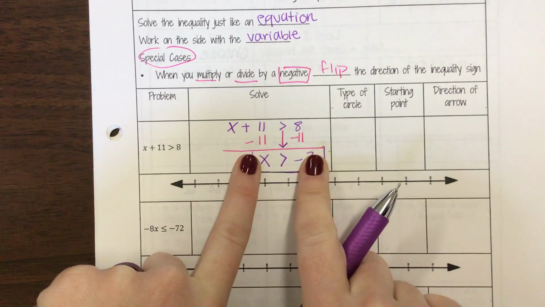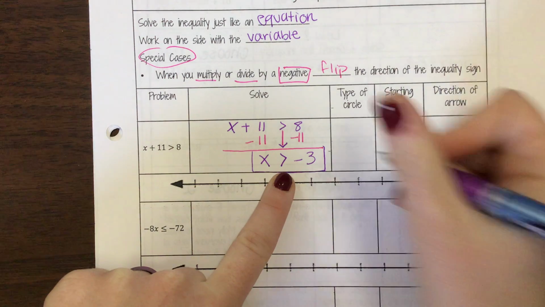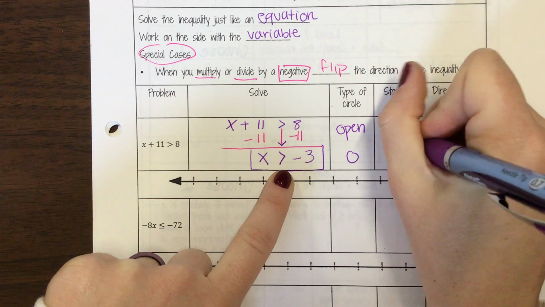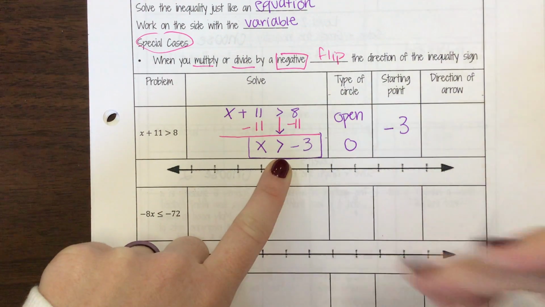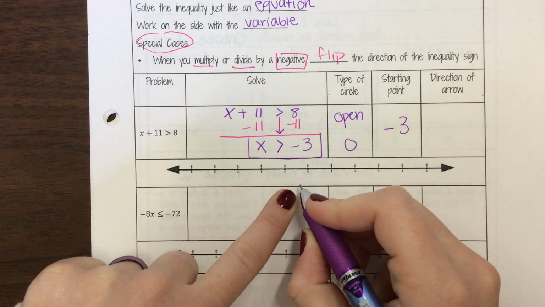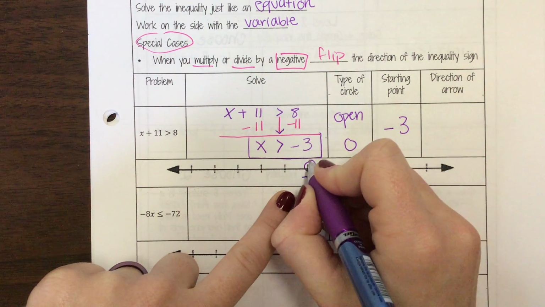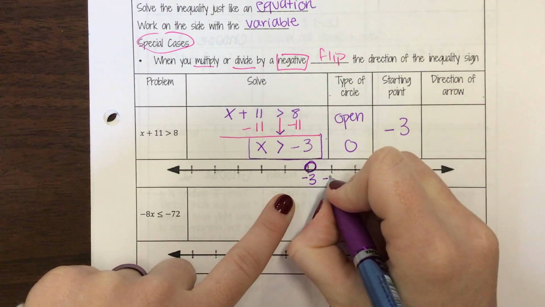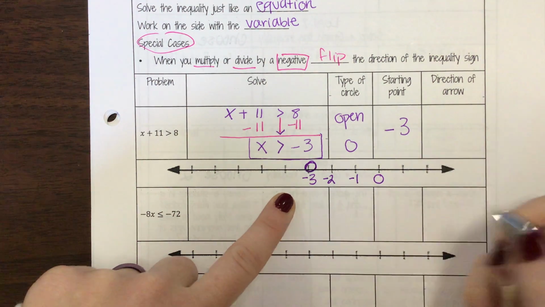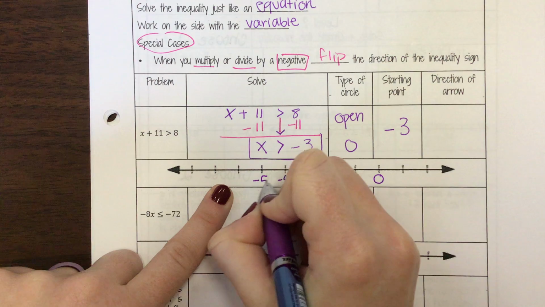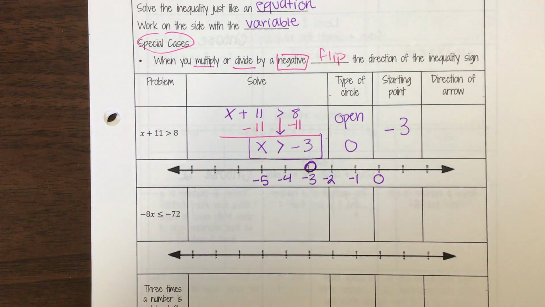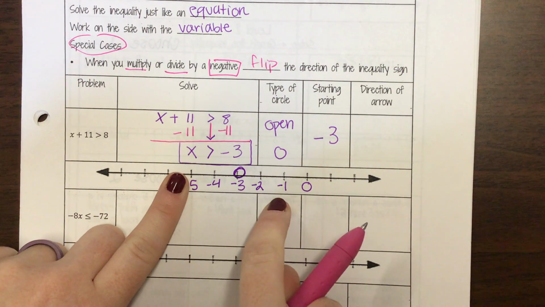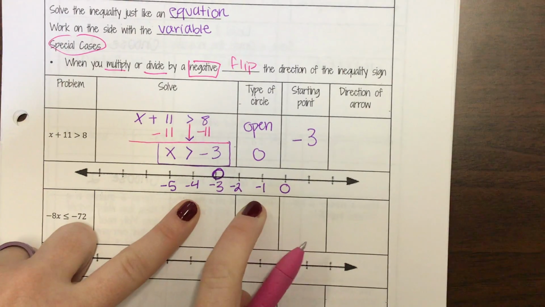So I'm going to graph this one. It has a greater than symbol, so that's going to be an open circle. And we're going to start at negative 3. Okay. So I'm just going to plot those numbers. So I'm starting at negative 3 with an open circle. I need to choose some numbers to the left and the right. So negative 2, negative 1, 0, negative 4, negative 5. Okay. So then over on the side, I'm going to pick some points to the left and to the right of my starting point to see if it works.